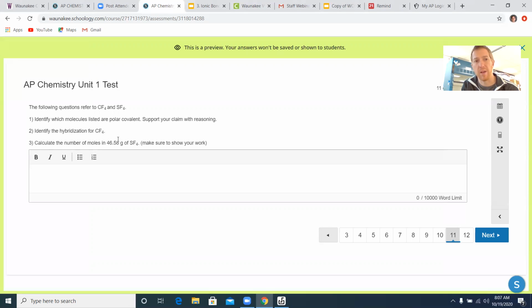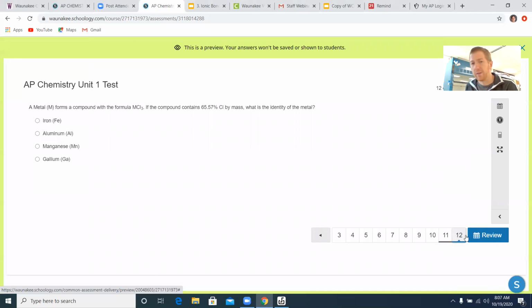Most people are fine with that, although some people struggled with the typing in, which is a little odd because all you'd have to do is 46.58 grams. I would start a conversion, and I'd have 1 mole divided by whatever is the molar mass, and then close your parentheses equals. So a lot of people struggled with how they showed their work for that, which was a little odd. Last problem. This is a percent composition problem.